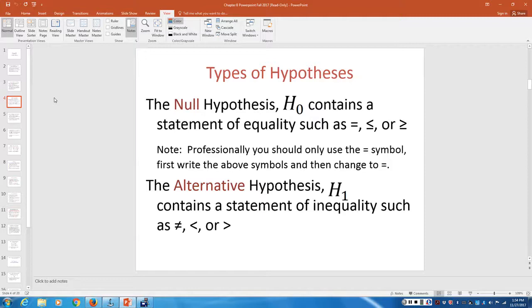Because the null hypothesis might say at least. That means it's this much or more, so the equals to is there. The alternative hypothesis contains a statement of inequality, which means it's either not equal to, I don't know if it's more than or less than, but I know that H0 is not true. It is not equal to. Or it says the mean is less than, or the proportion is more than. But it doesn't contain equality, so it doesn't say at least or at most. It says more than or less than.